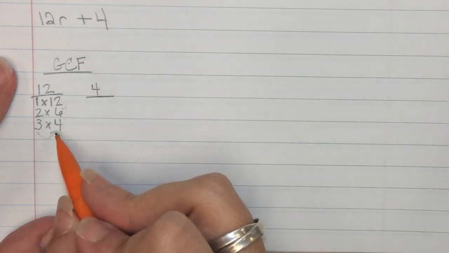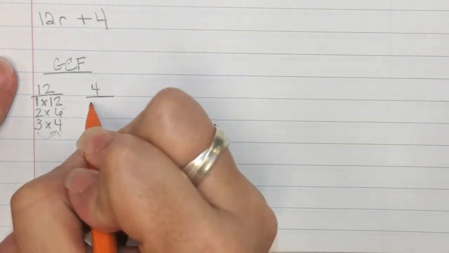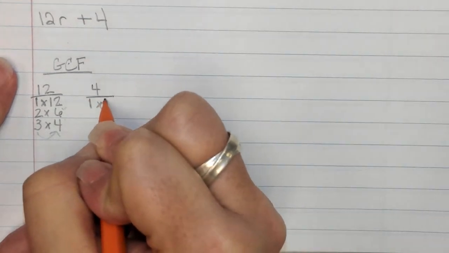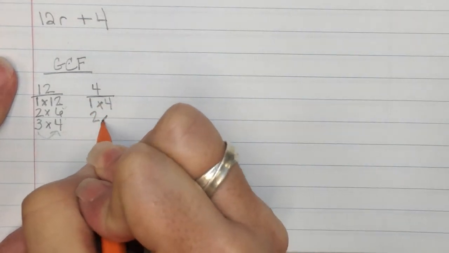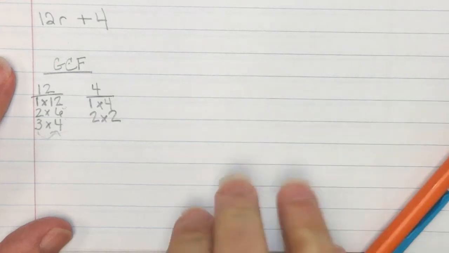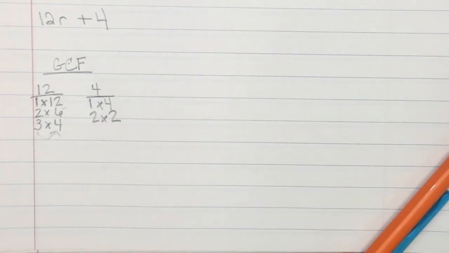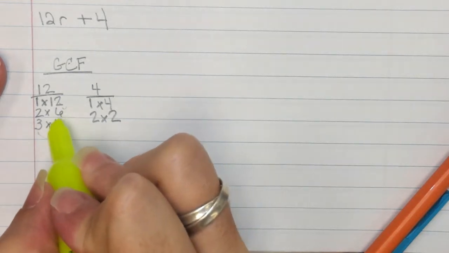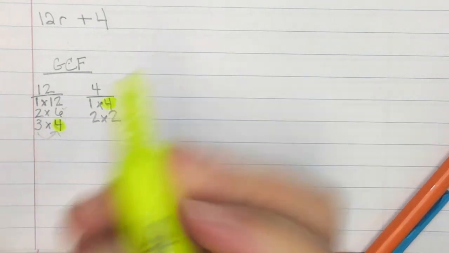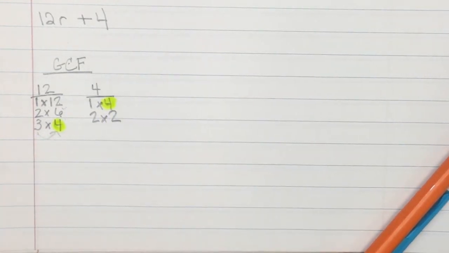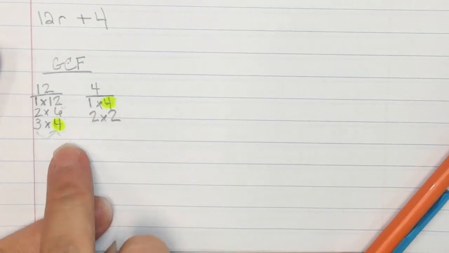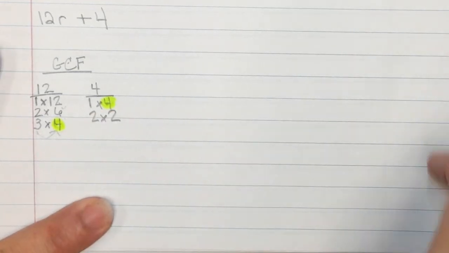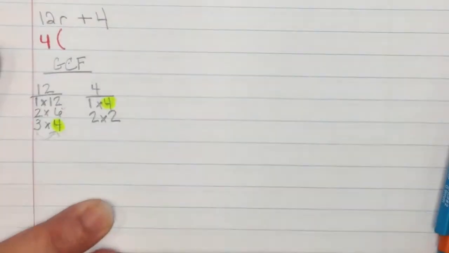Good question. Okay, so 4 now. I'm going to do 1 times 4. And the only other one is 2 times 2. Okay. Now, what is the greatest that they have in common? 4. Be careful. Don't pick 2. That's not the greatest. Okay, now, so 4 is going to be your number that is going to go on the outside of your parentheses. Just like that.